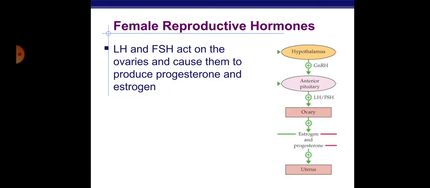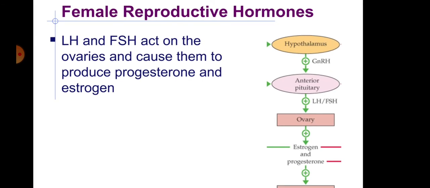Now, there are certain hormones that control the female reproductive system. From the hypothalamus, you have GnRH, gonadotropin releasing hormone, which stimulates the anterior pituitary, which releases the LH and the FSH. FSH for females, follicle stimulating hormone, acts on the ovary.